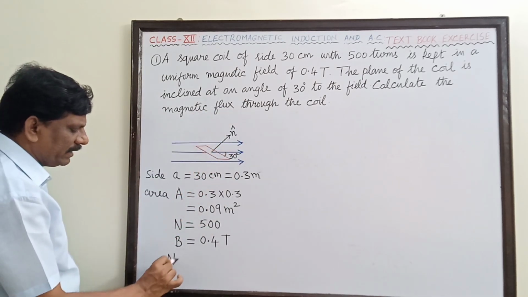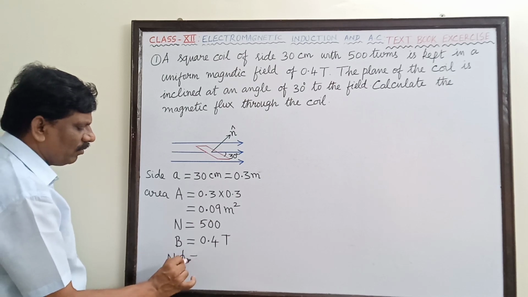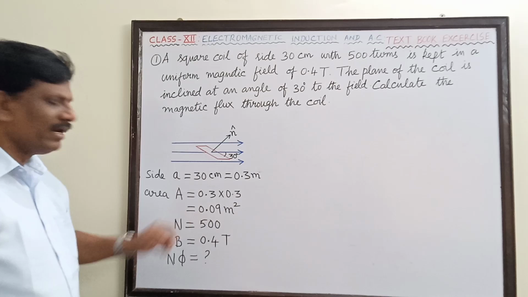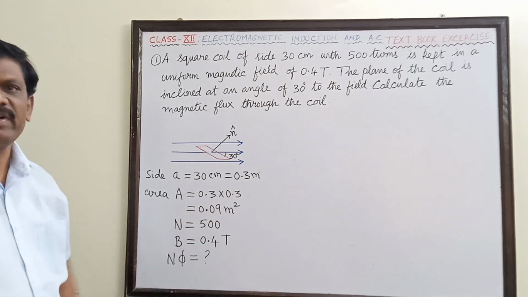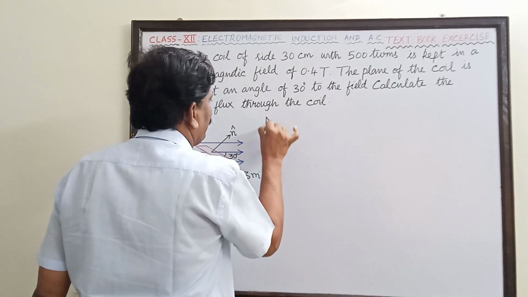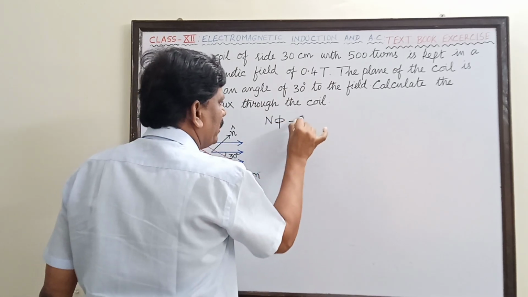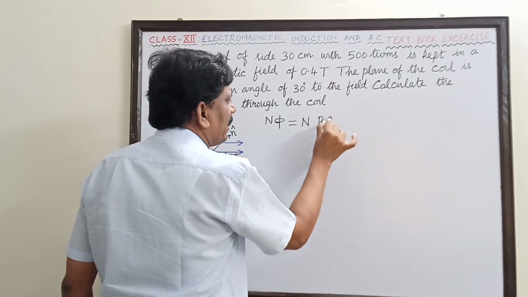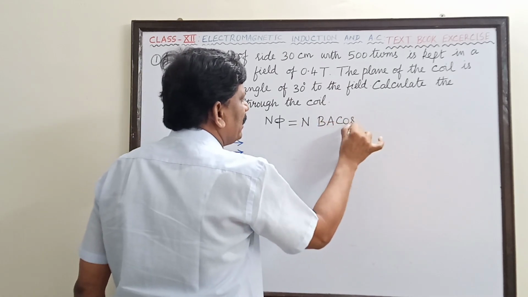Flux through one turn is phi. Therefore, what is the total flux linked with the entire coil of 500 turns? So N times phi we have to find out. So N phi is also equal to N into BA cos theta.